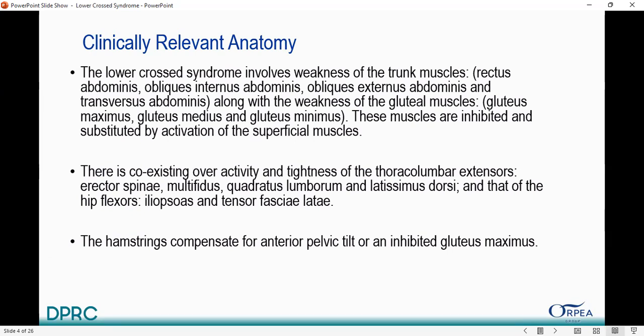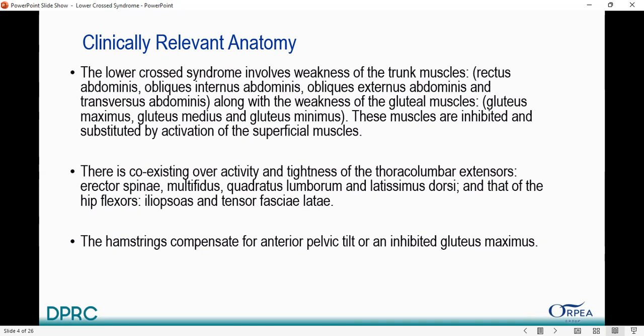Which muscles are affected more? Lower cross syndrome involves weakness of the trunk muscles. Those muscles are rectus abdominis, obliquus internus, obliquus externus, and transverse abdominis, along with the weakness of the gluteus muscles, that is gluteus maximus, medius, and minimus. These muscles are inhibited and substituted by activation of other superficial muscles.